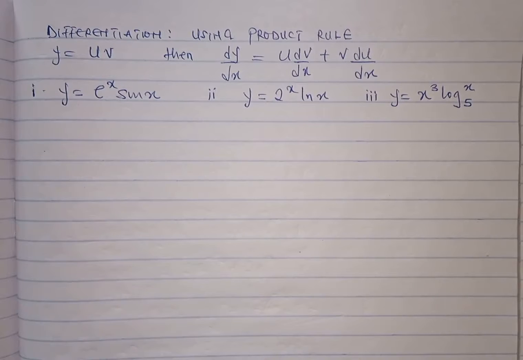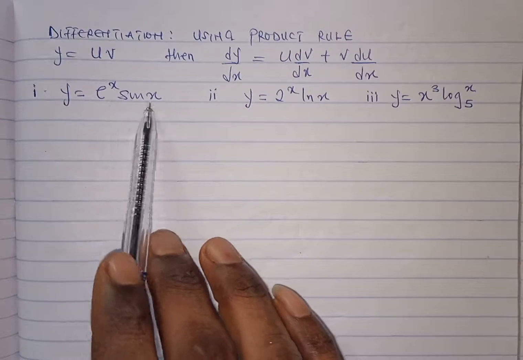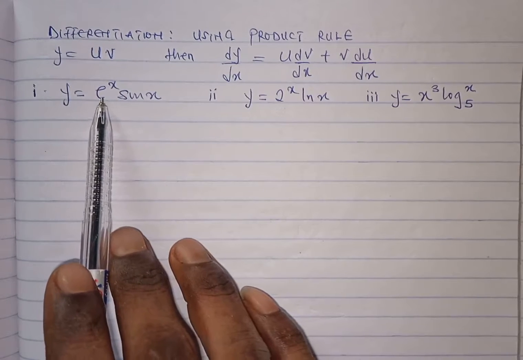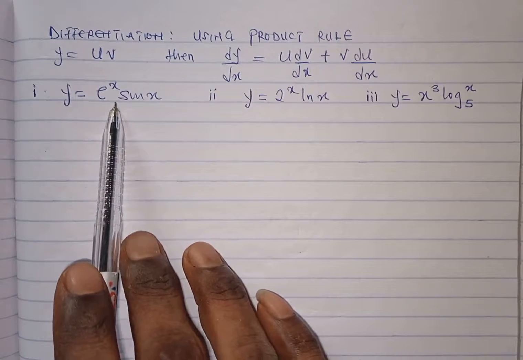In the last video I showed you the different kinds of functions that we have. So if you have two functions multiplying each other, for example a logarithmic function multiplying an inverse function, or an exponential function multiplying an algebraic function, then you know the formula you are going to apply in such a question is the product rule. Here we have y equals e raised to the power of x times sin x. This is an exponential function and this is a trigonometric function. So if you discover that these two functions are multiplying each other, it's a perfect example of the product rule.